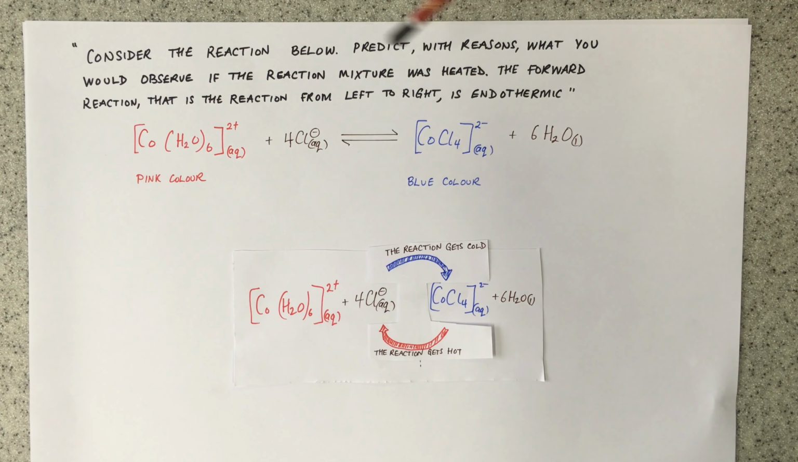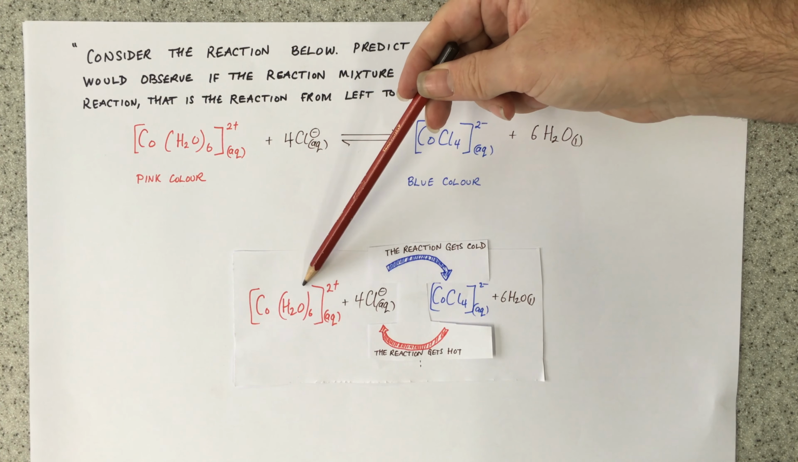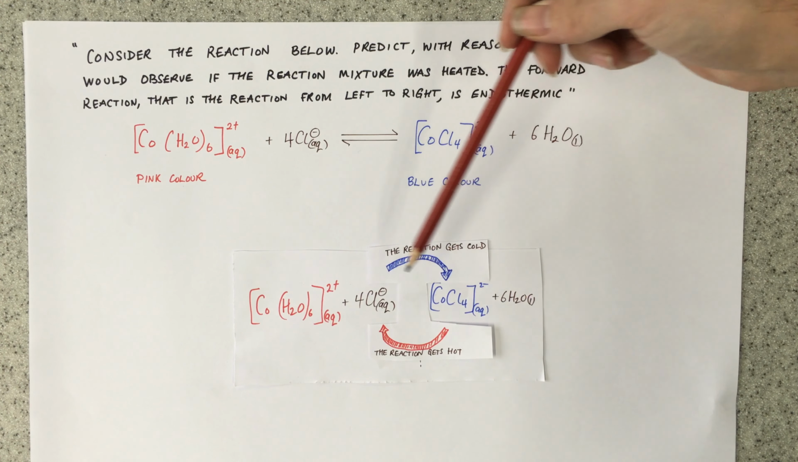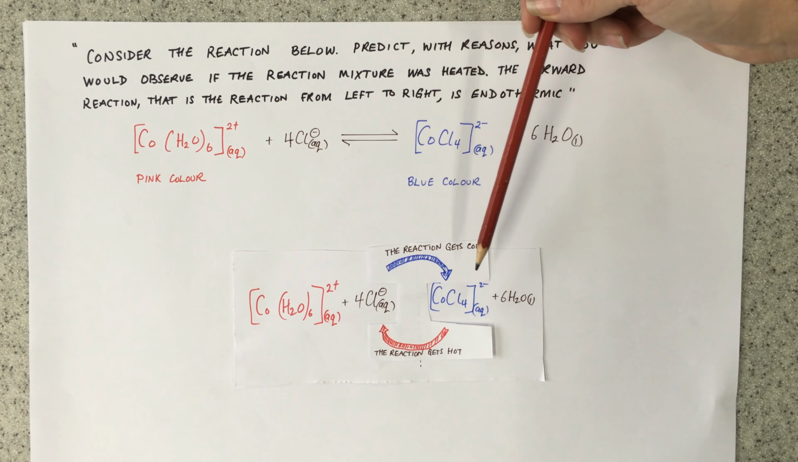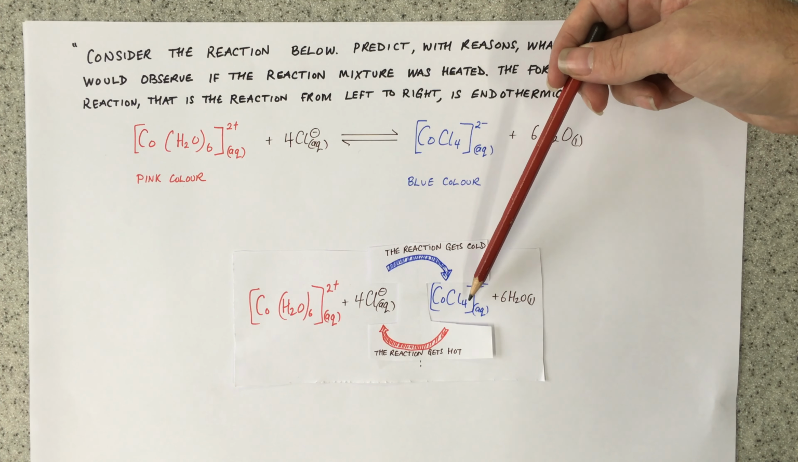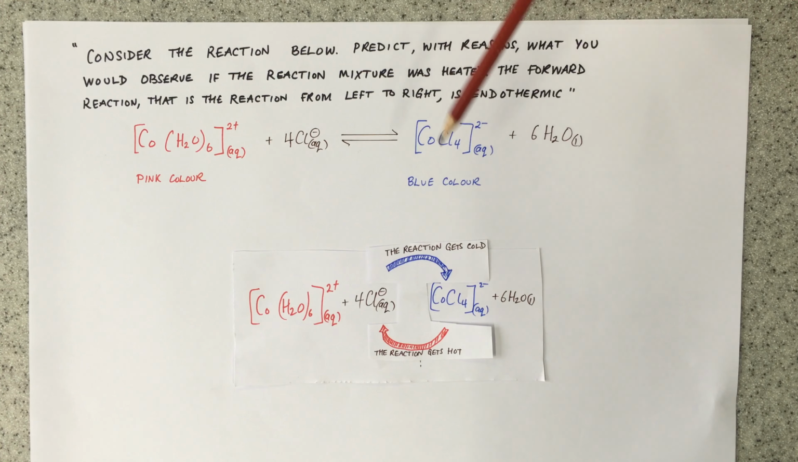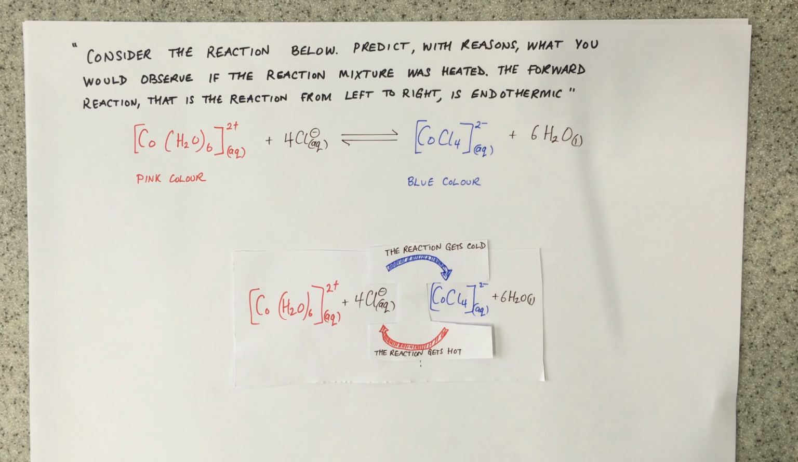The question asks, what would you observe if the reaction mixture was heated? So if you heat it, the reaction wants to do the opposite. It wants to get cold. How does the reaction mixture get cold? That changes the ratio of the products to the reactants. That means that we have more of the reaction going from this side to this side. The reaction gets cold, which means it makes more of the blue if you heat it.